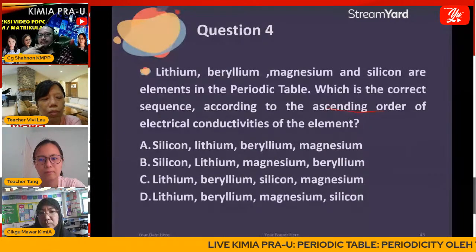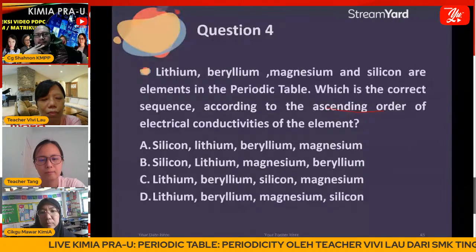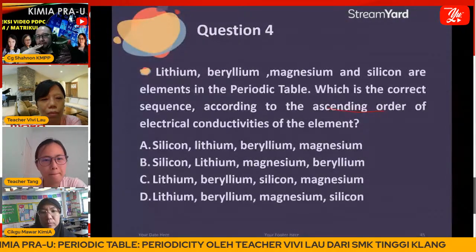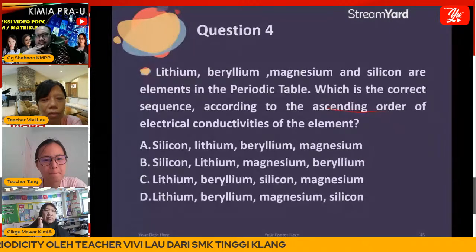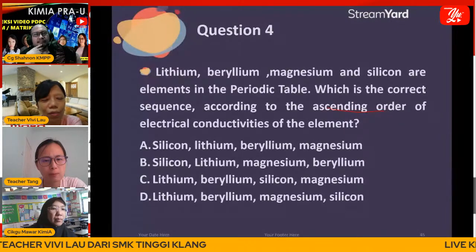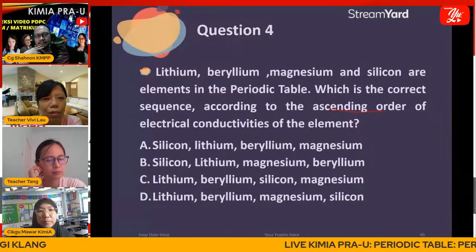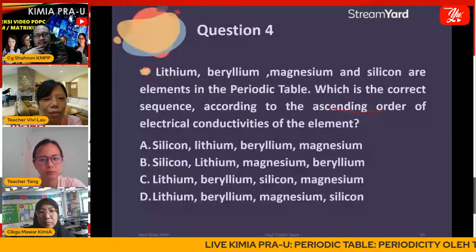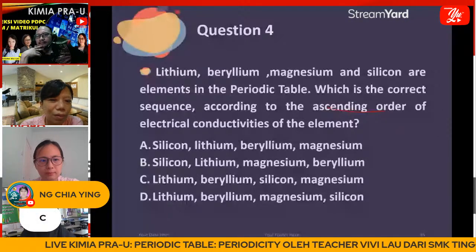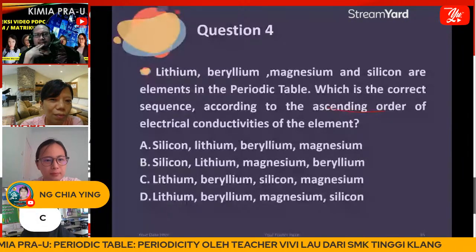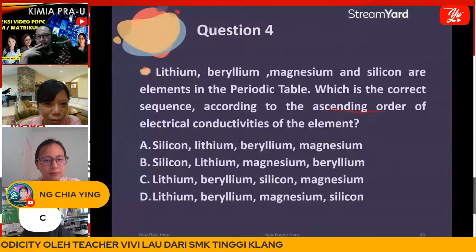So ascending order means increasing conductivity. Maybe you can give more clue. Okay, so from the graph just now, the metal is a good conductor, then followed by semiconductor, and here don't have metals. Chia Ying, answer C. Answer C.